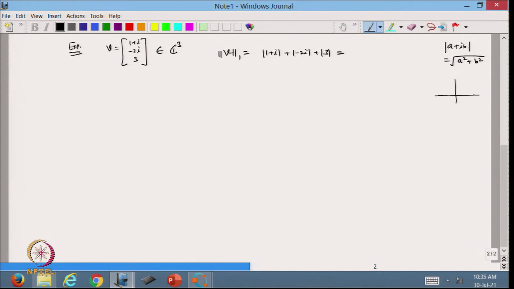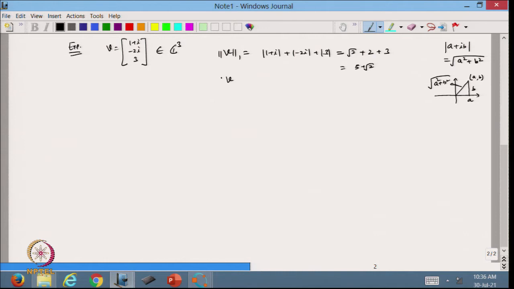The magnitude is basically this: suppose this is my complex number a plus ib, with a along one axis and b along the other. I know that the magnitude is the square root of a square plus b square. So from here I can write this as root 2, plus 2, plus 3. So it is 5 plus root 2. That is my one norm for a vector in C3.